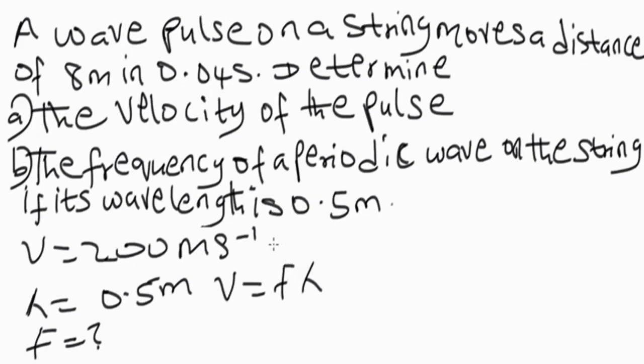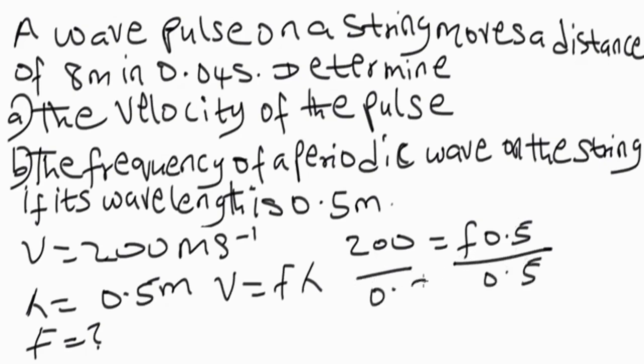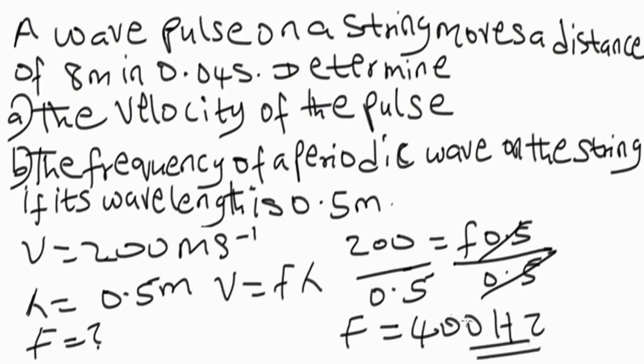Now to solve this, we are going to substitute the values. So it's going to give us 200 equals frequency times lambda, that's 0.5. So you divide both sides by 0.5. So frequency will now be 200 divided by 0.5, which will give us 400 hertz, and that will be the answer. So this basically can solve problems involving wave motion.